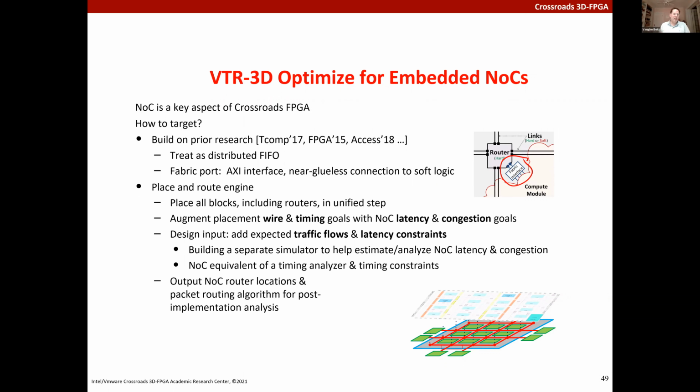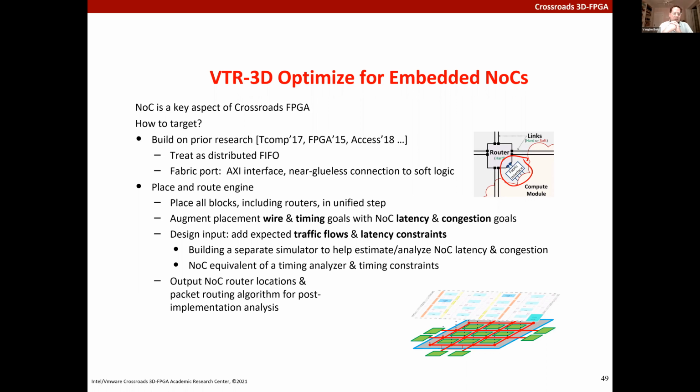Then we need the place and route engine to actually decide how to use this NOC. That's how you hook it up in your design. So we're going to place all of the blocks, including these routers, in a unified step. It means that how you're using the NOC and how you're using the conventional FPGA interconnect to combine your soft modules are not independent problems, they're coupled. So as we decide where to put the soft logic, we're simultaneously going to be choosing which router in the NOC you connect to.